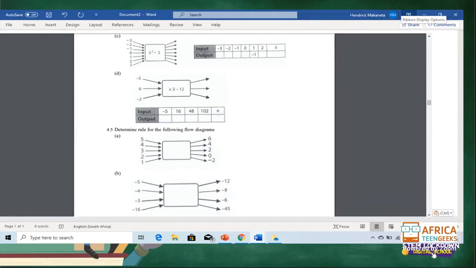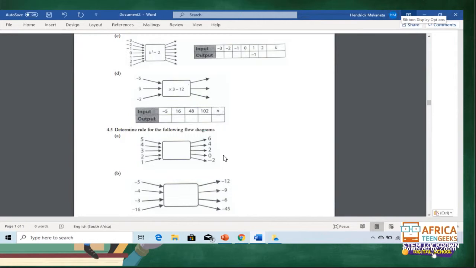And then you do the same with the next one. Without any waste of time, you use the input to find the rule. Again, if you check, the constant difference there will be 3, as you can see. If you multiply 3 by -5, you get -15. And then if you add 3, you get -12. So you multiply the input value by 3, and then you add 3.